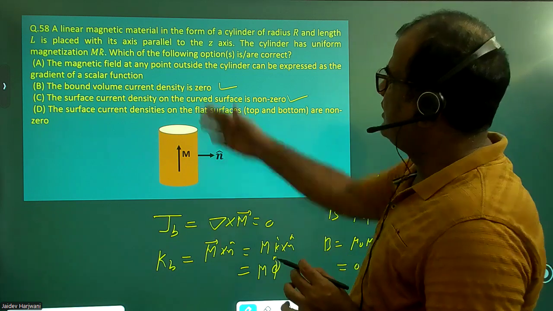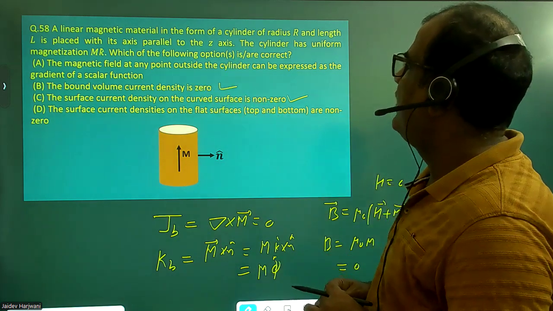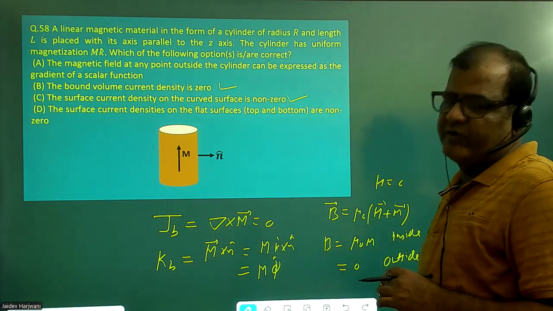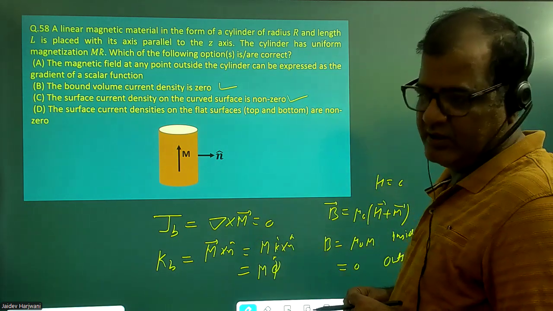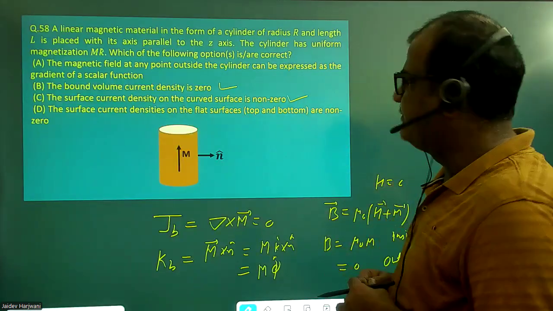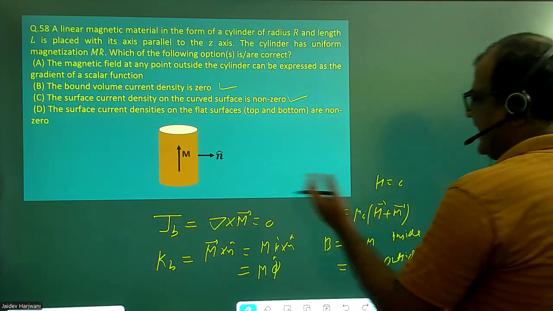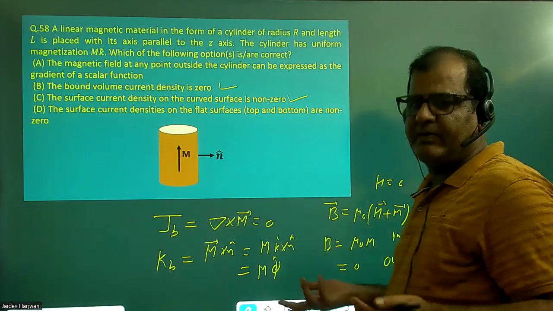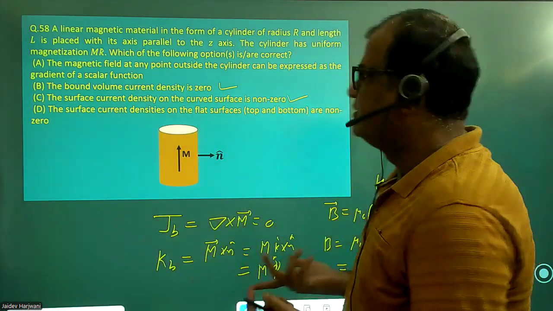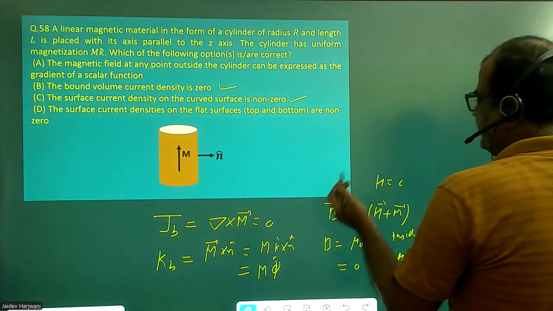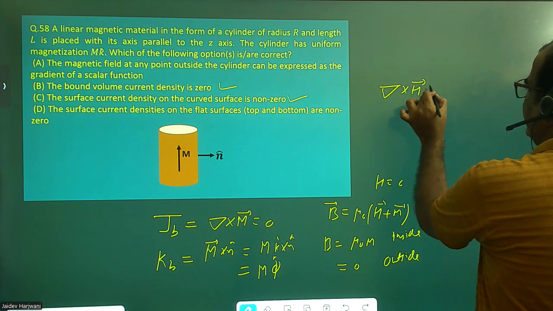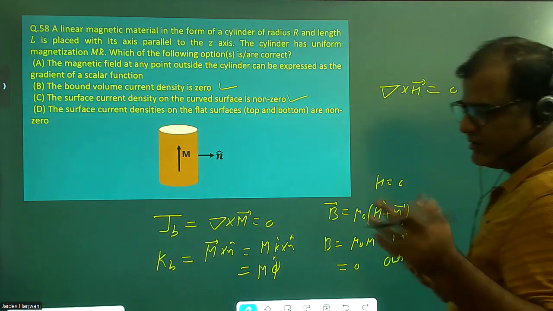Now option A says the magnetic field at any point outside the cylinder can be expressed as the gradient of a scalar function. So we have to see whether del cross B is 0 or not. If del cross B is 0, then we can write it as a gradient of a field. First of all, H depends on your free currents. Here you don't have a free current, so del cross H, del cross magnetic field intensity, is 0, whether inside or outside.